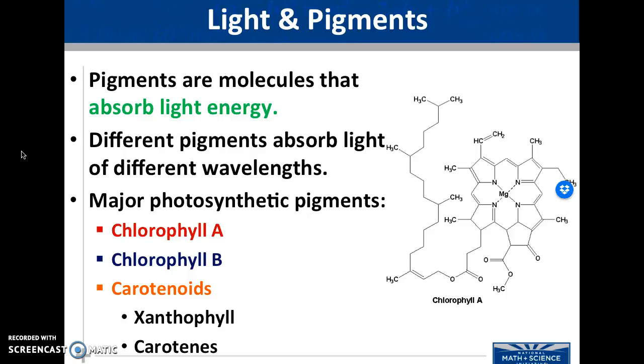Different pigments absorb different wavelengths. Chlorophyll A is going to absorb the red wavelengths. Chlorophyll B will absorb the blue wavelengths, and we have the carotenoids, which are going to absorb your orange wavelengths. And so we kind of get the whole range of the spectrum of colors when light hits the leaves and is absorbed.